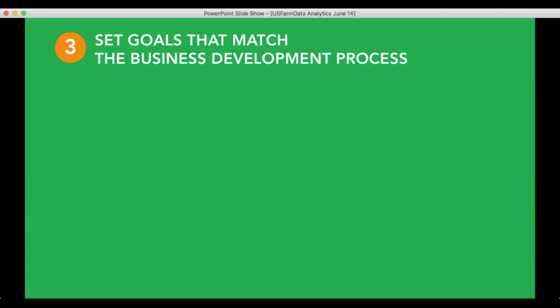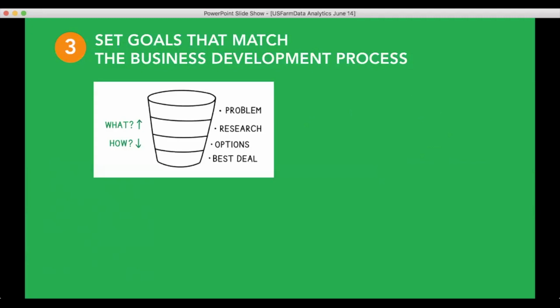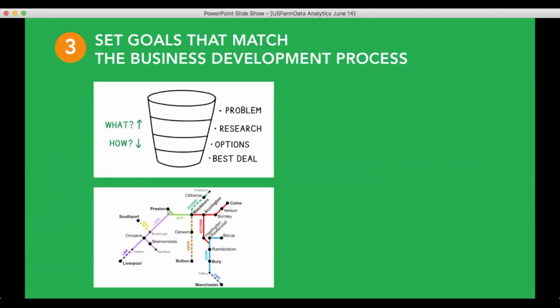All right, which brings me back to this point, right? Setting goals that match the business development process. If we get back to how people make decisions in general, and the way our customers specifically, what their little journey is towards our product or solutions that are like ours. Once we have that, we need to be able to set goals that match the business development process.